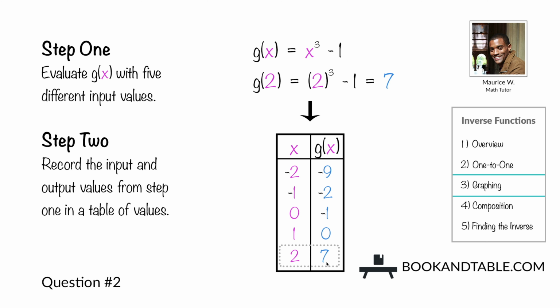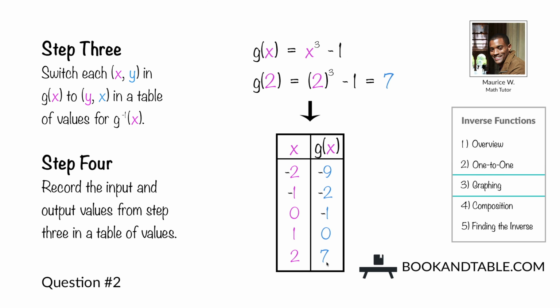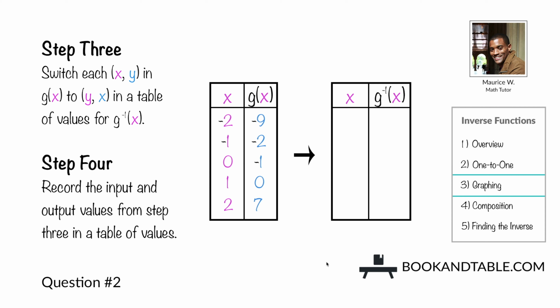And now, since we have a table of values for g of x, we want to create a table of values for the inverse function. And now we can fill in this table by switching each x, y coordinate in the ordered pairs of g of x to create the ordered pairs for the inverse function over here.